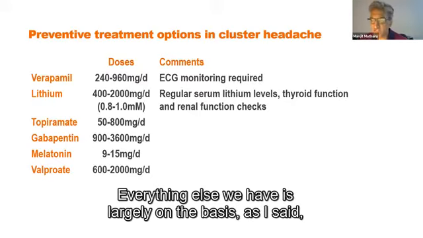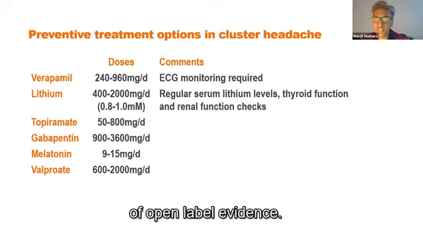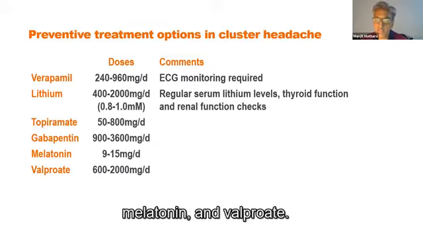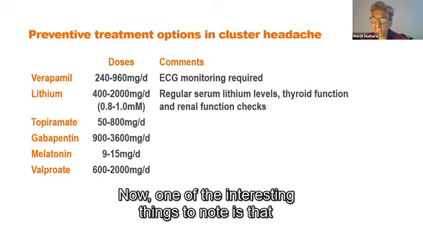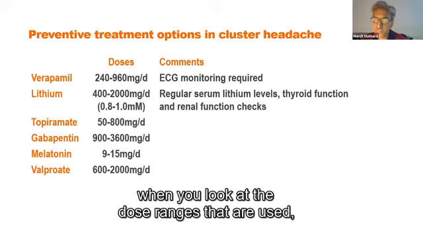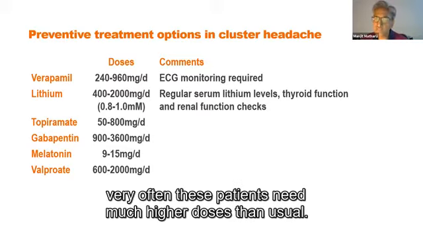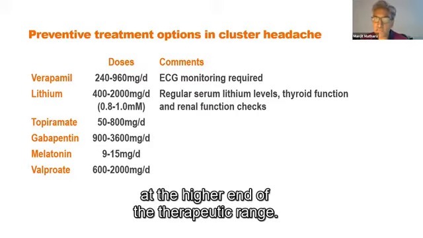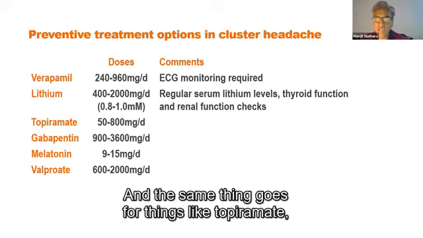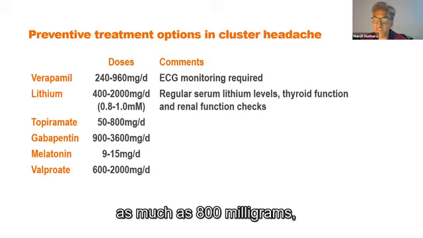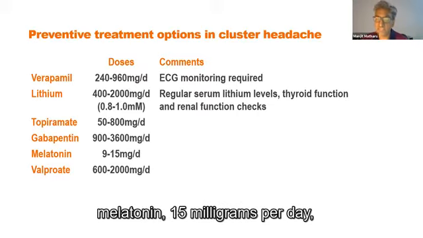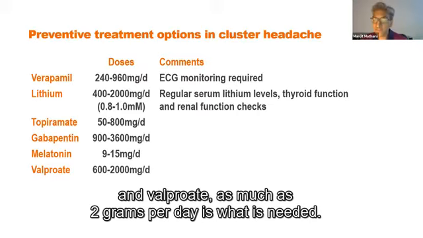Everything else we have is largely on the basis, as I said, of open-label evidence. The options are lithium, topiramate, gabapentin, melatonin, and valproate. One of the interesting things to note is that when you look at the dose ranges that are used, very often these patients need much higher doses than usual. My experience with lithium is that if it's effective, it tends to be effective at the higher end of the therapeutic range. And the same thing goes for topiramate, as much as 800 milligrams, gabapentin 3,600 milligrams, melatonin 15 milligrams per day, and valproate as much as 2 grams per day.